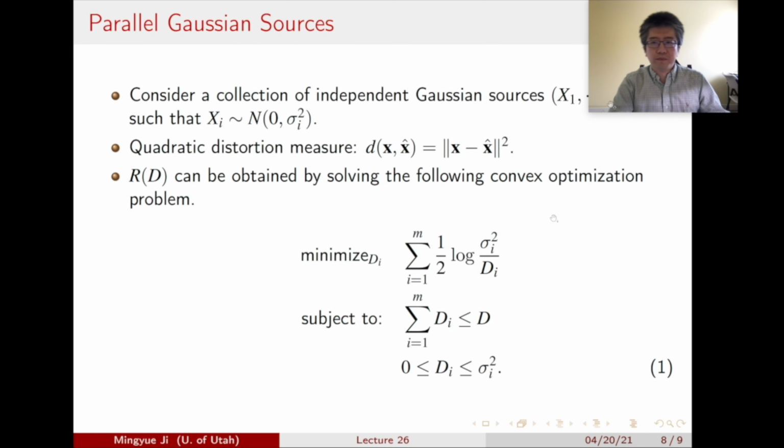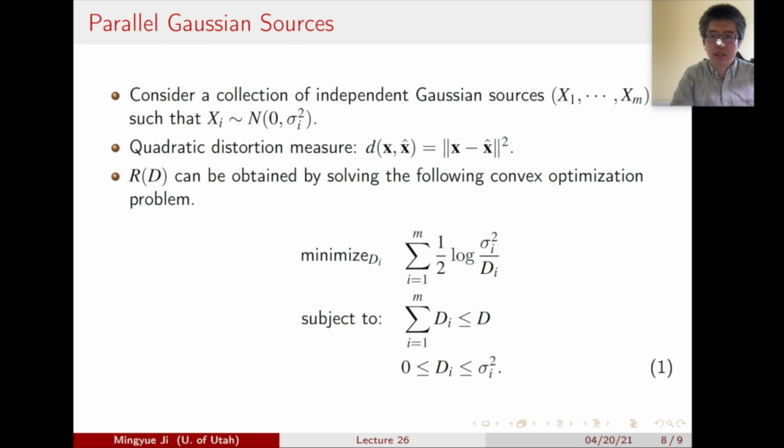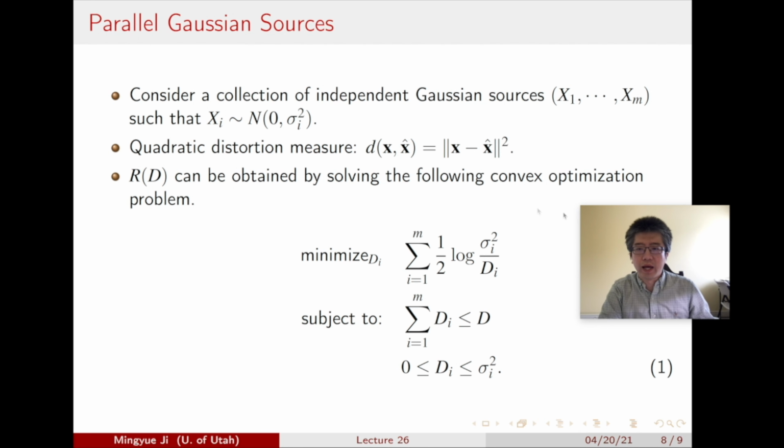Okay, very good. And then the last topic in the rate distortion theory is the parallel Gaussian source, where we consider m sources, each with a Gaussian distribution with mean 0 and variance sigma_i squared. We consider the quadratic distortion measure, and then we can compute that the rate distortion function is given by something like this. But we need to take the maximum between each term and 0.